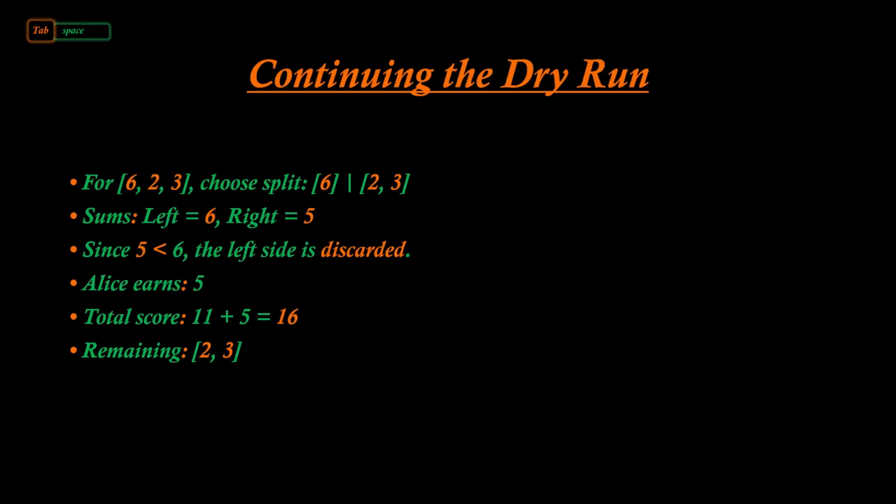Now consider the remaining stones 6, 2, 3. Alice splits them into 6 on the left and 2, 3 on the right. The left sum is 6 and the right sum is 5. Because 5 is smaller, Bob removes the left side. Alice earns another 5 points. Her total is now 11 plus 5, which equals 16. The surviving stones are 2, 3. Again, the problem has become a small interval. This illustrates exactly why interval DP works so naturally here.